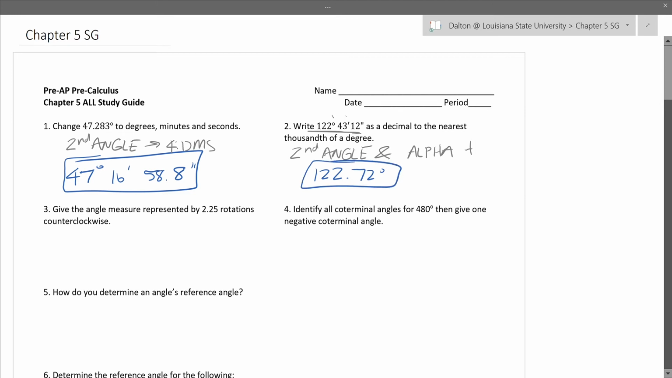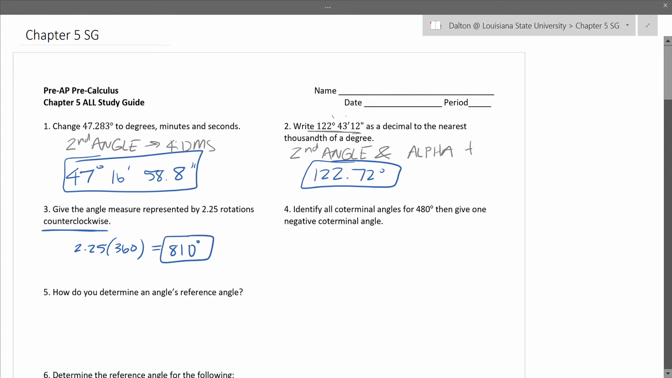Number 3, it says give the angle measure represented by 2.25 rotations counterclockwise. Remember, counterclockwise is our default direction, so it's going to be 2.25 times a positive 360 degrees, which will give us 810 degrees.